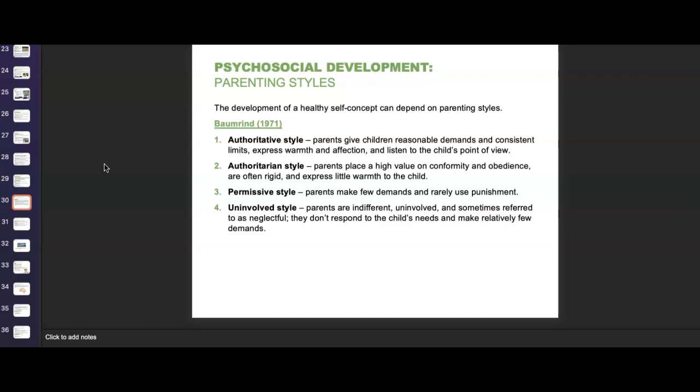Think about your own parents or guardians or caregivers, and if they fall into one of these 4 categories of parenting styles, and how that may have influenced your psychosocial development as you aged.